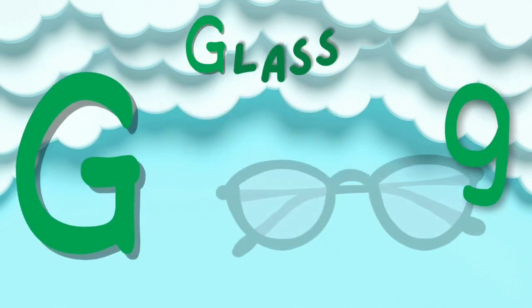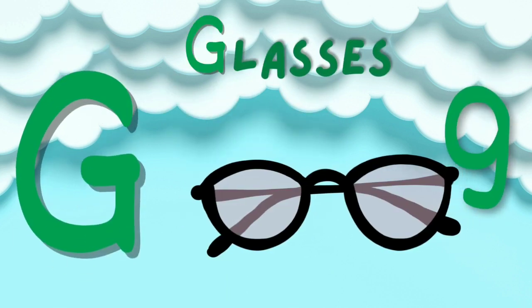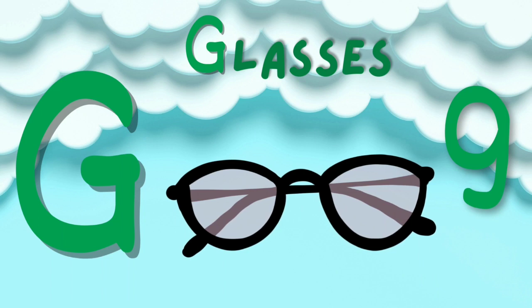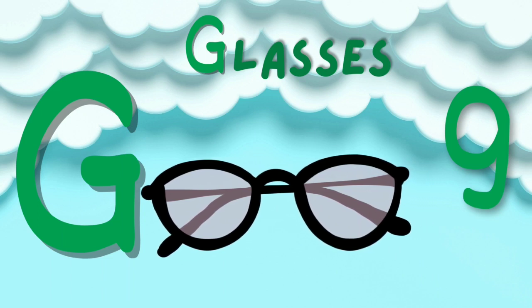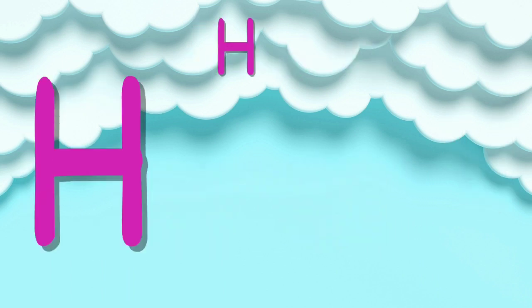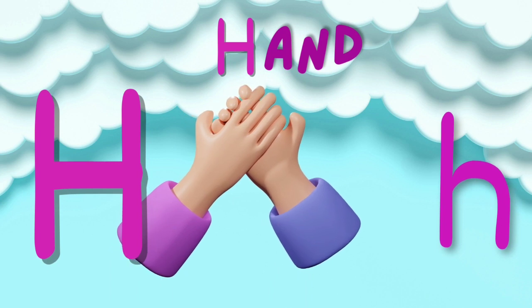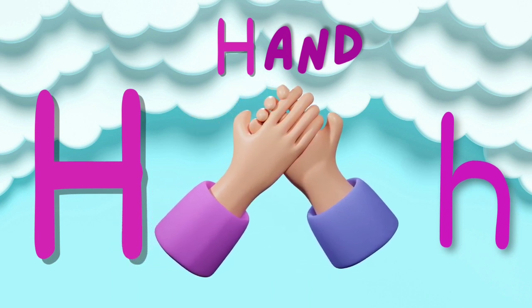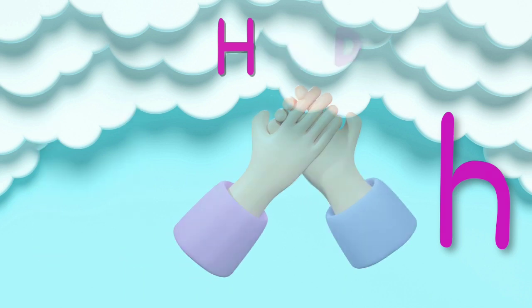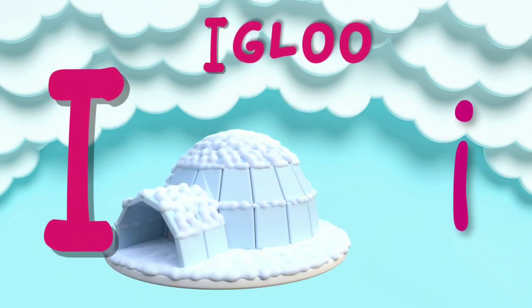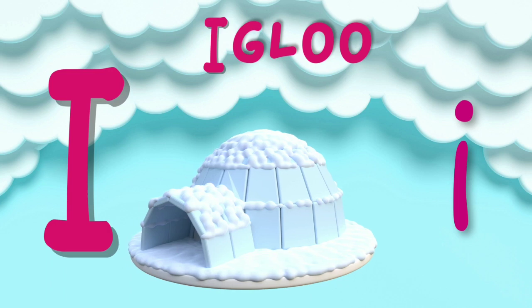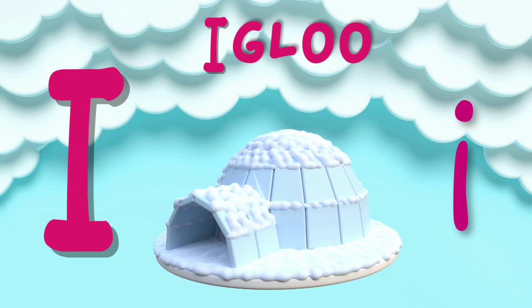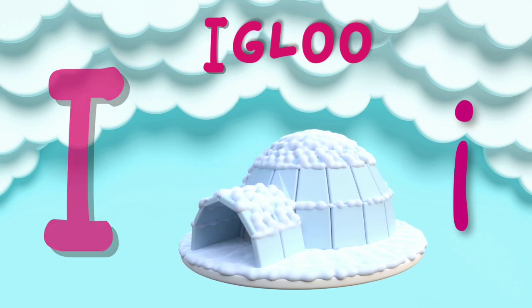G is for glasses, glasses, glasses. This is a glasses, glasses, glasses. H is for hand, hand, hand. This is a hand, hand, hand. I is for igloo, igloo, igloo. This is an igloo, igloo, igloo.